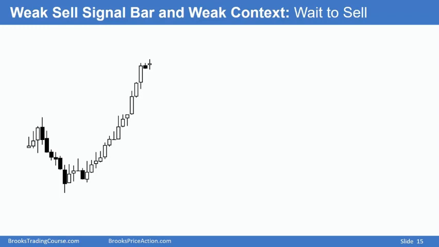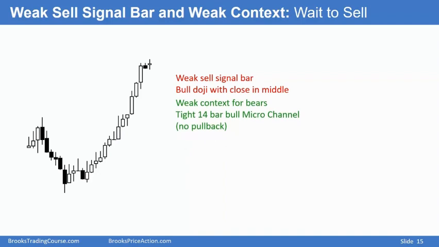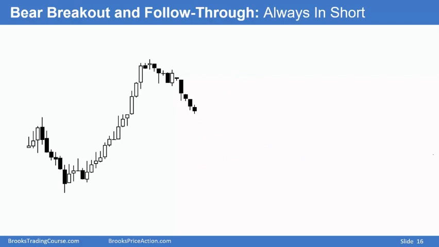So when you have a bad sell signal bar and bad context for short, it can go down, but you need higher probability. The third thing that the market can do is reverse down. And if you get that, then you can look to sell after you see the reversal. 14 bar bull microchannel, bad context for a short. Higher probability for the bears to wait for a strong reversal down before selling. And that's what we have.